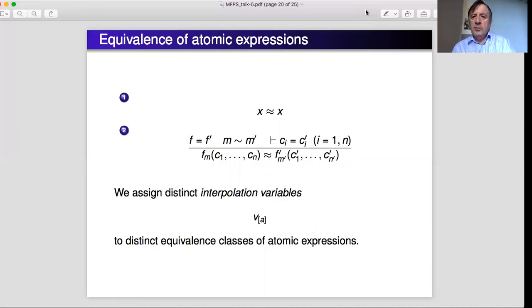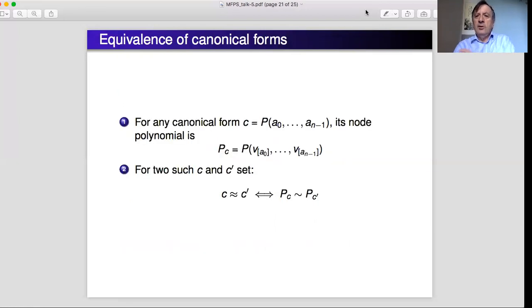Now we have this equivalence relation. We can assign to every equivalence class of atomic expression an interpolation variable, v sub equivalence class of A, and we can use that to define the node polynomials, these interpolation polynomials we had a moment ago. So for any canonical form P of the A's, we just make the interpolation polynomial P of the V's. And then we say two canonical forms are equivalent if their node polynomials are equivalent in the usual sense of equivalence of polynomials, that you can prove them equal by the ring axioms and using the multiplication and addition tables.